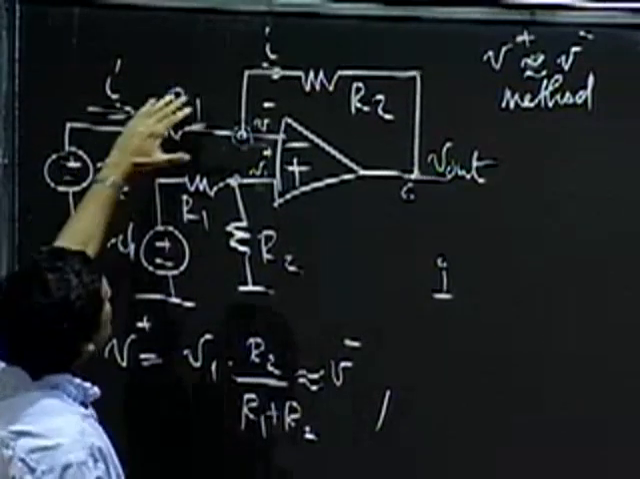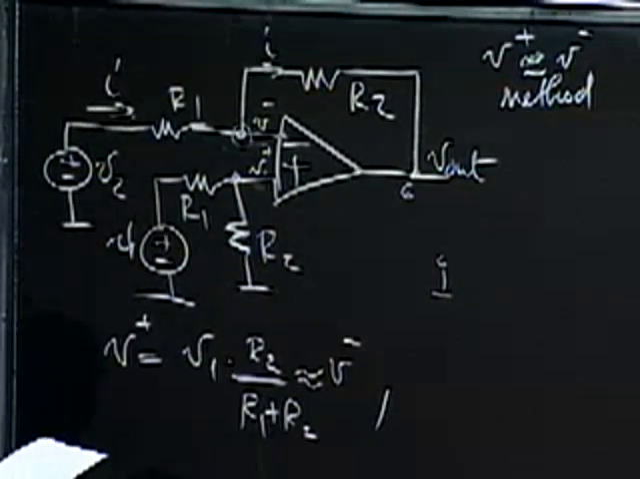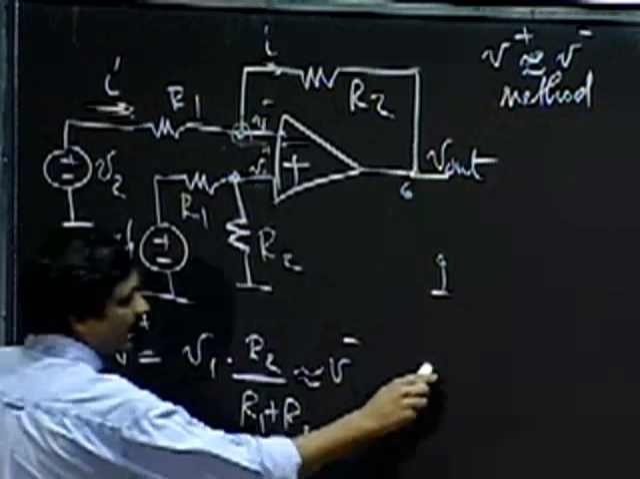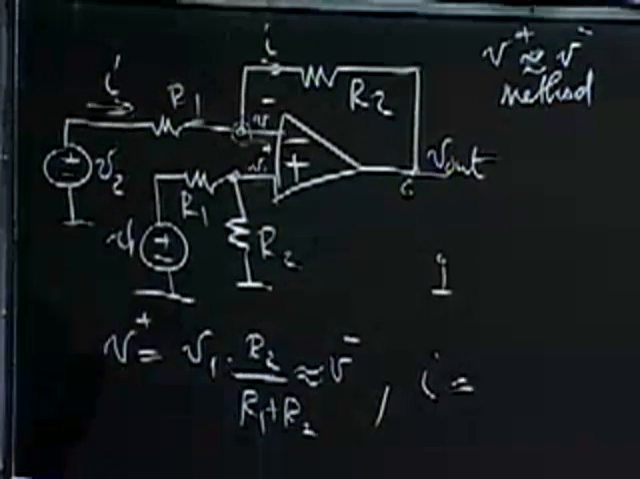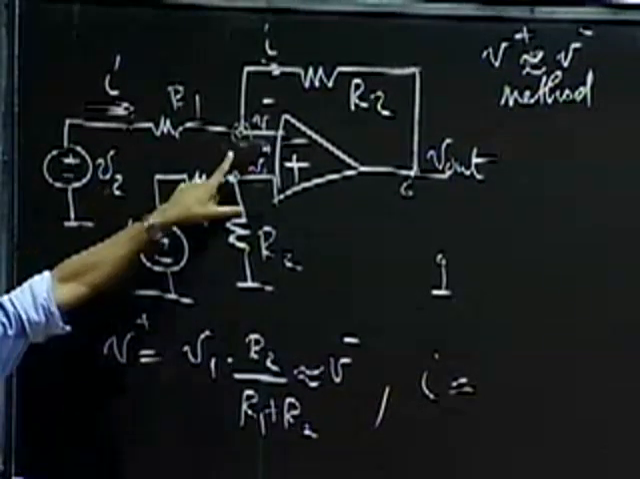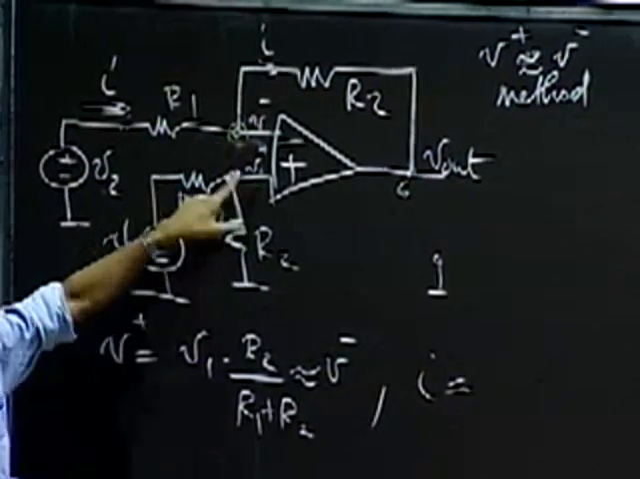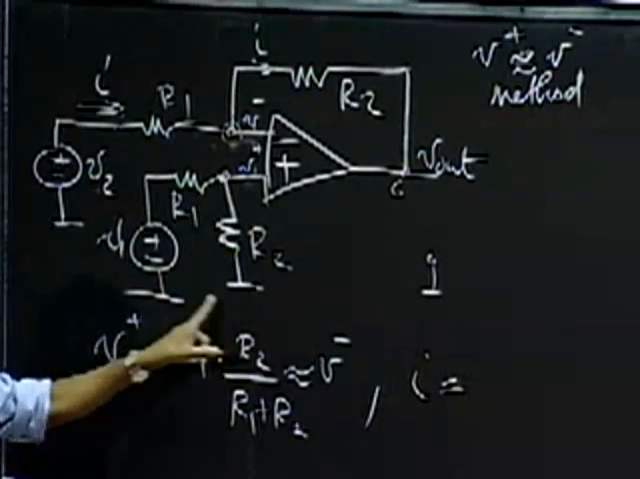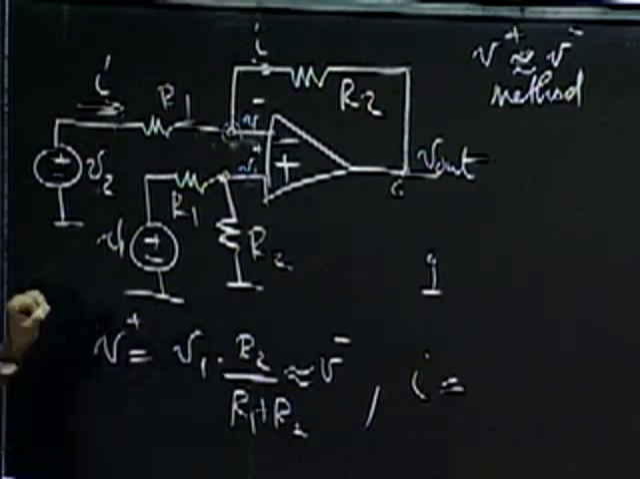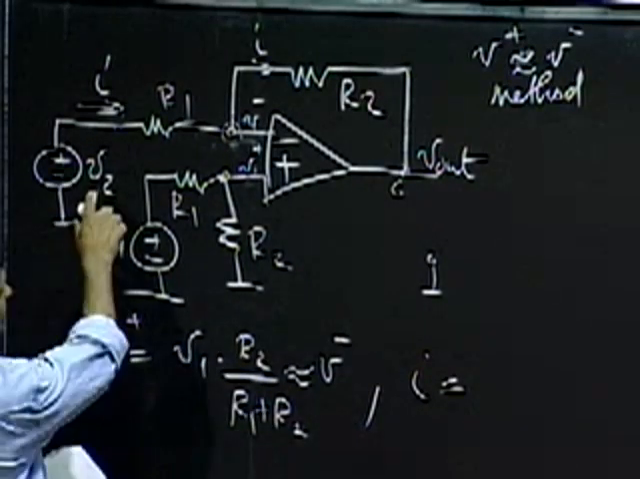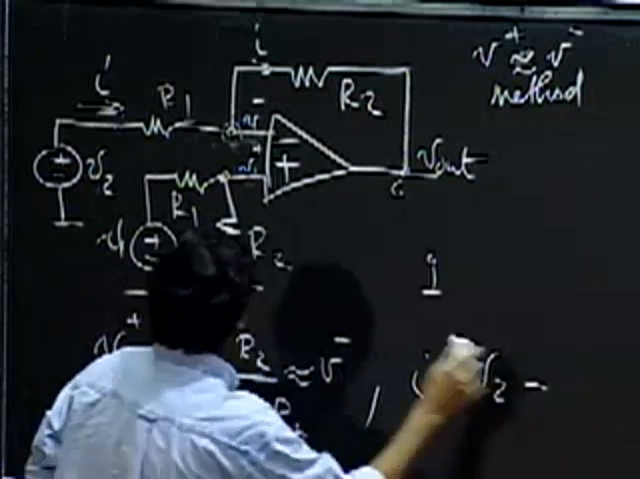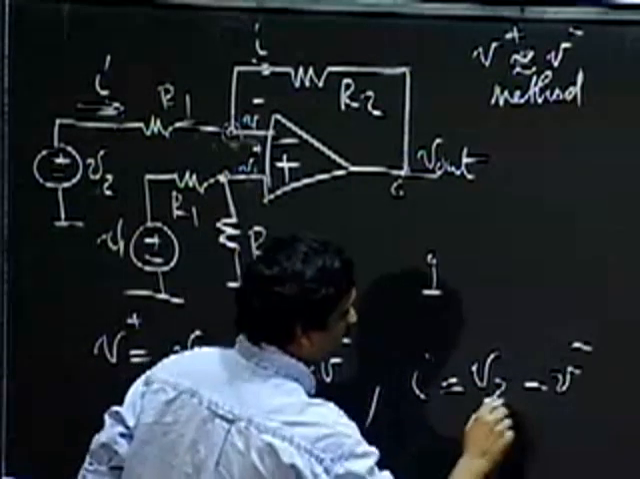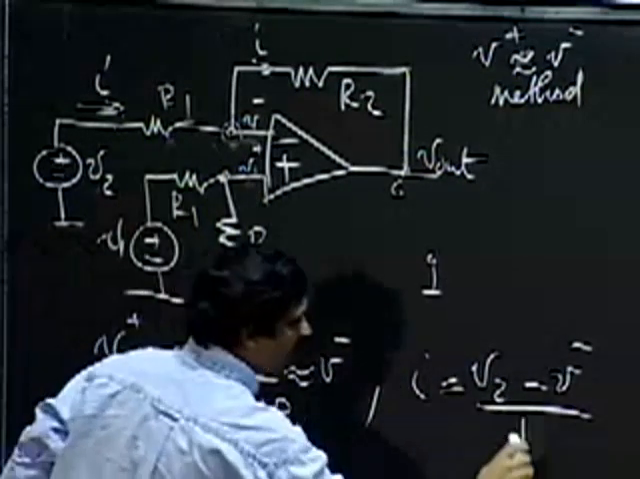So I can write down what my current I is going to look like. Well, I know V2, I know V minus. V minus is the same as V plus, and V plus is the expression given here. So I can write I as V2 minus V minus divided by R1.